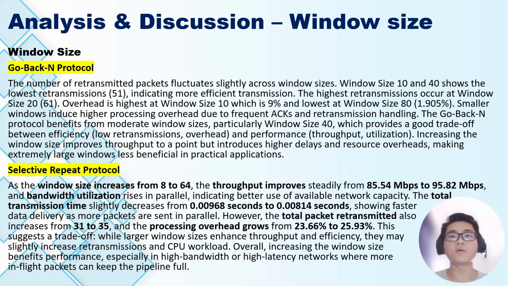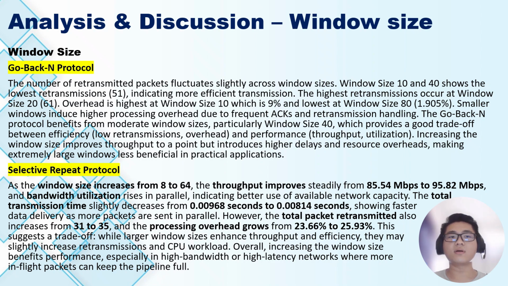Analysis and discussion for window size. First is the go-back-N protocol. The number of retransmitted packets fluctuates slightly across window sizes. Window sizes 10 and 40 show the lowest retransmissions, indicating more efficient transmissions. The higher retransmission occurs at window size 20. Overhead is higher at window size 10, which is 9%, and lowest at window size 80. Smaller window sizes induce higher processing overhead due to frequent ACKs and retransmission handling.